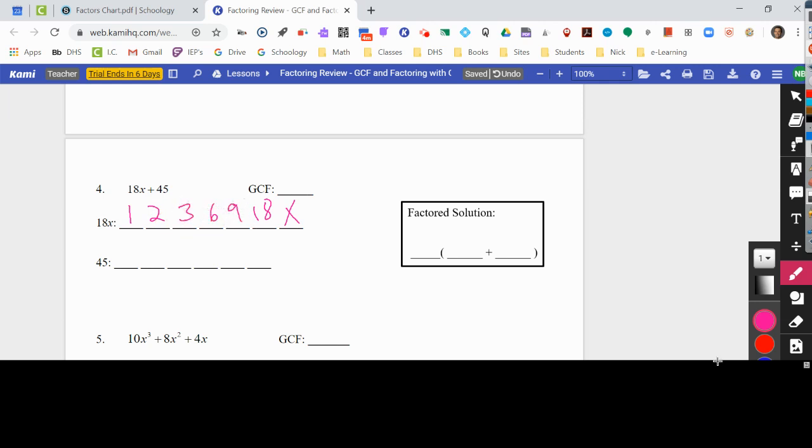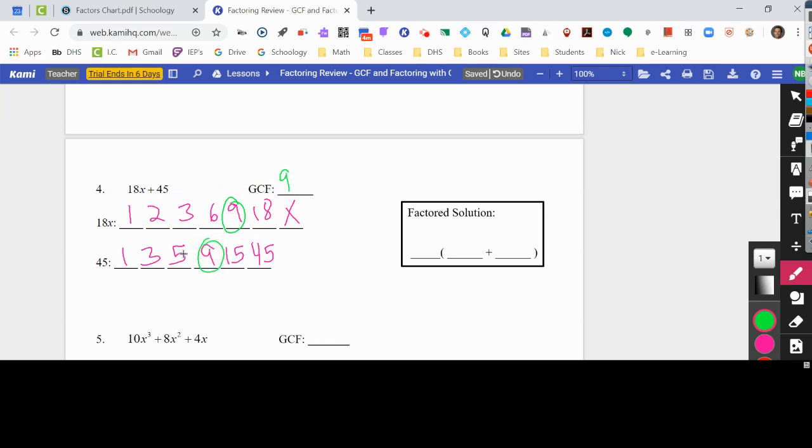And my factors of 45 are going to be 1 times 45, 3 times 15, and 5 times 9. All right, again, list out my factors. Now I'm going to find the greatest number in common, which is going to be this number 9.